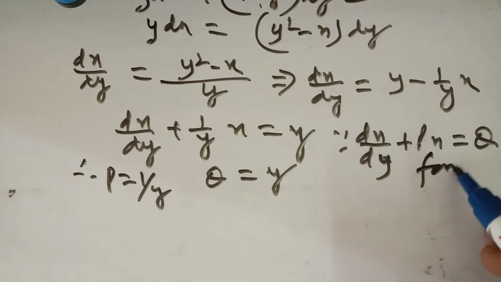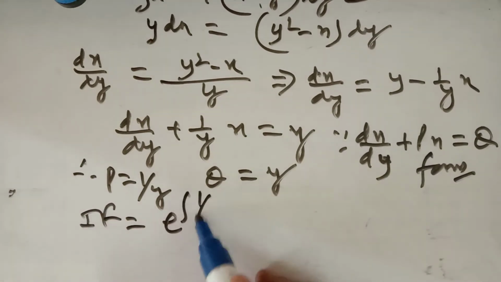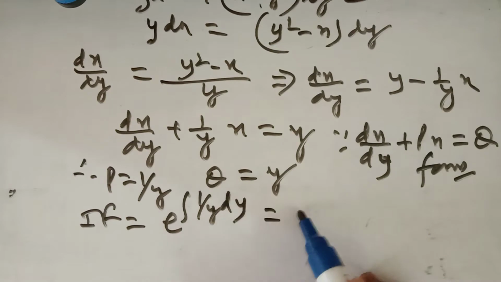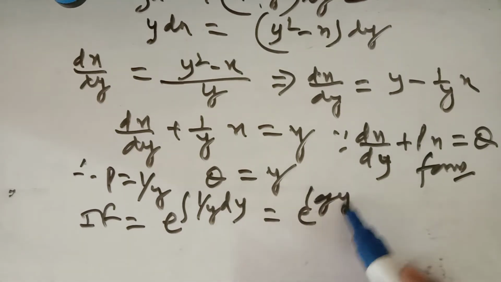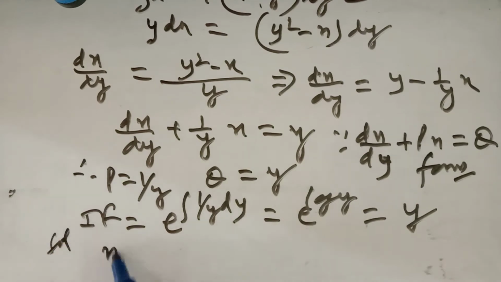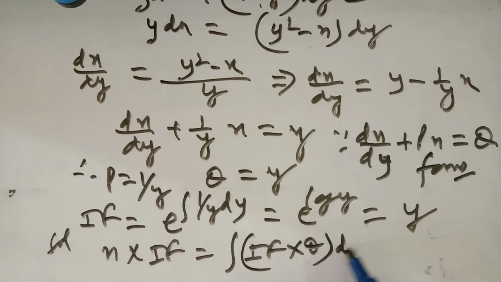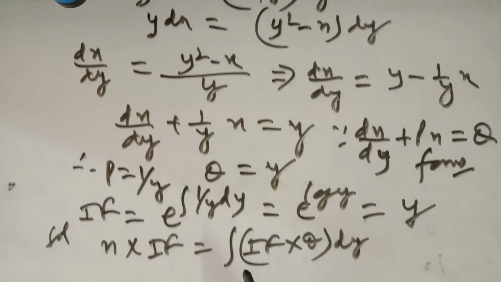This is the second form of linear differential equation. So integrating factor is e raised to the power integral of 1 upon y with respect to y. Integration of 1 upon y is log y, and e raised to the power log y is equal to y. And the solution is x into integrating factor is equal to integral of integrating factor into q with respect to y.